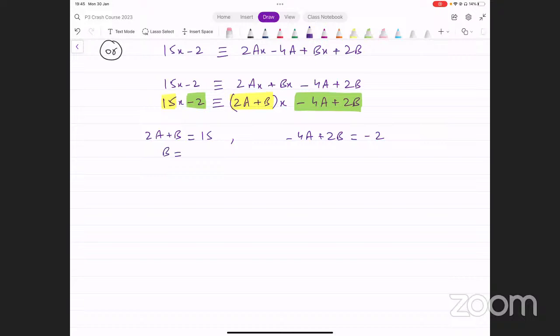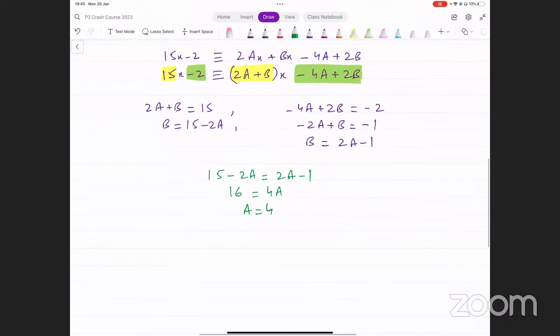Let's make b the subject here. That gives us 15 minus 2a. From the other equation, we've got minus 2a plus b equals minus 1. If I divide the whole equation by 2 to simplify this, then I can write it as b equals 2a minus 1. I've got b as the subject in both those equations, so I can just equate both of them, and that gives us 15 minus 2a equals 2a minus 1. Take all the a terms to one side, that gives us 4a equals 16 and a equals 4.